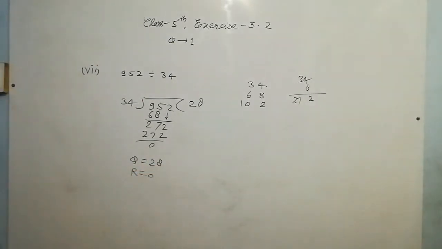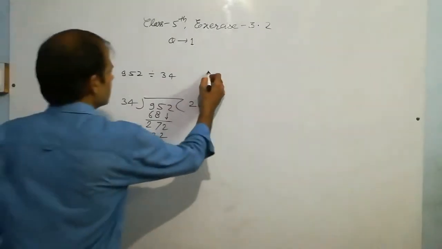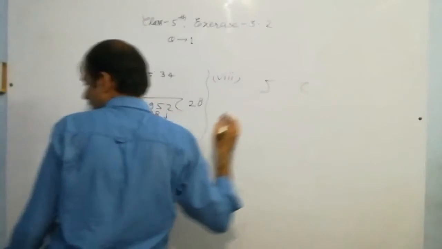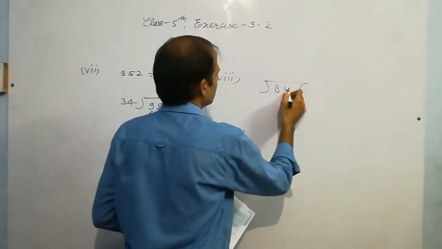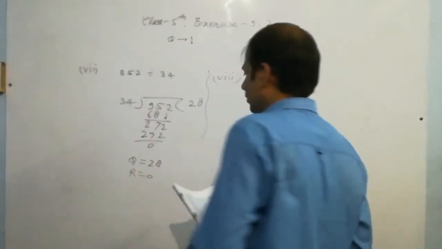Now it is the rough work. Erase this. So check the answer. Seventh part of first question. Seventh part is 28 and 0. Okay students, now I am going to solve 8th part. Here 8th part. It is the division of 847 by 18. So think about the table.